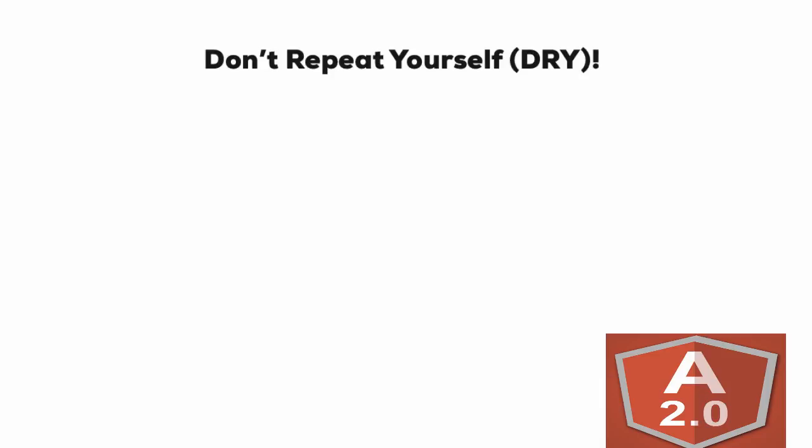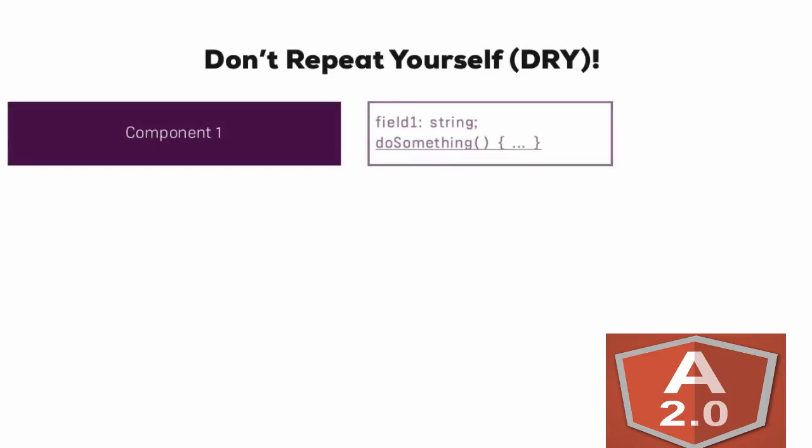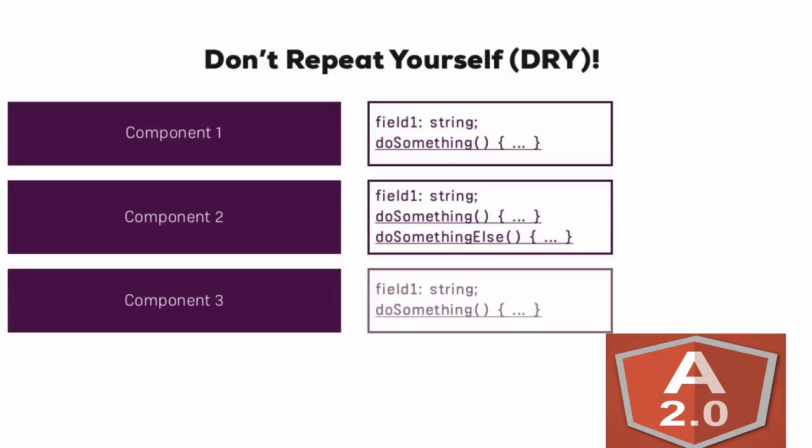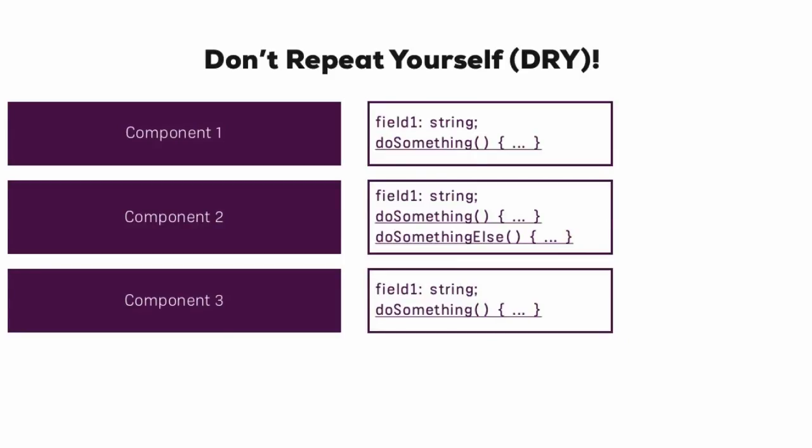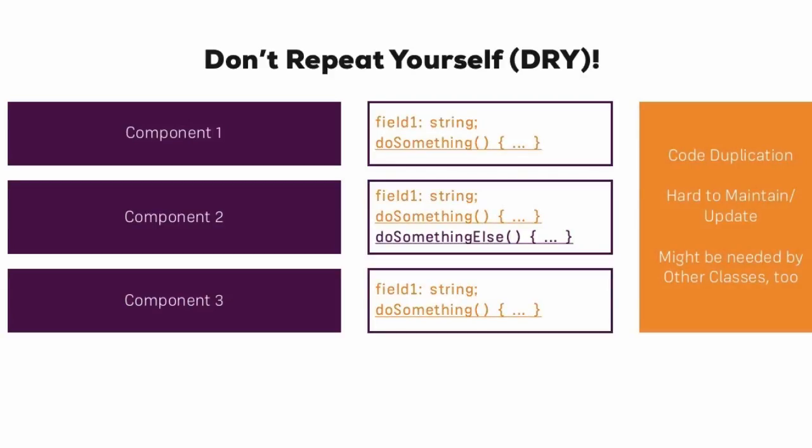We shouldn't do that, right? Because we might have a couple of components, 1, 2, and 3, for example, which all have a field1 of type string and a do something method. Component 2 also has the do something else method, but besides that, all components are equal. Well, here, of course, we're duplicating our code.